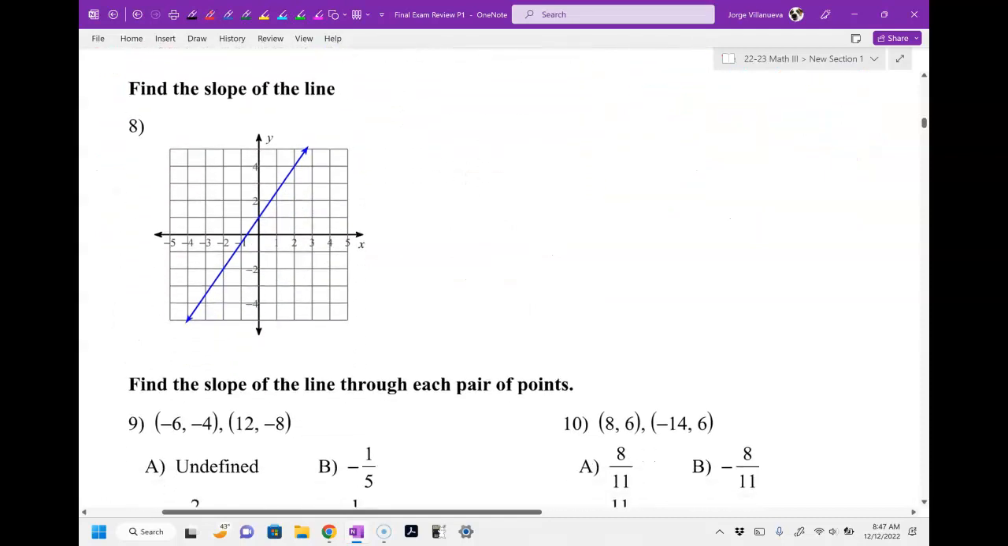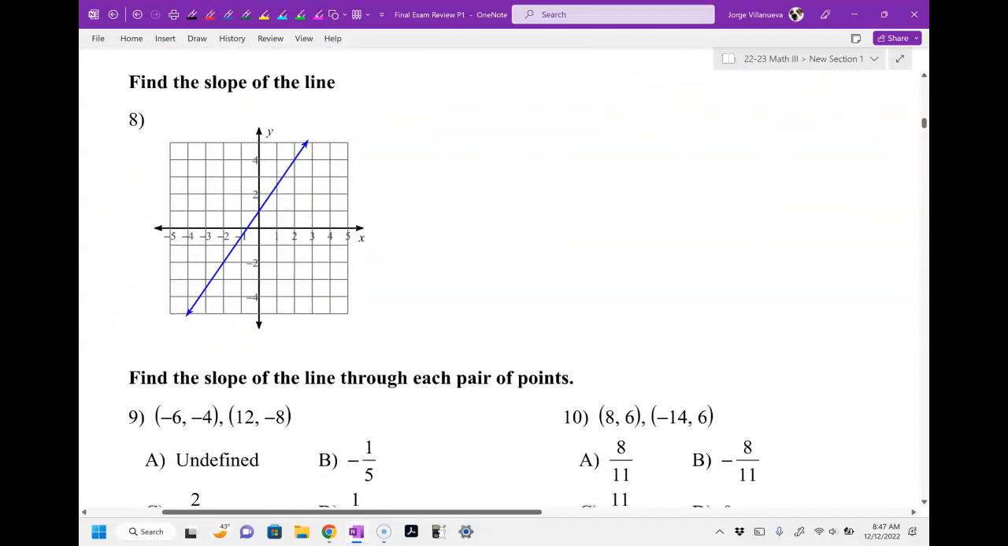All right, number 8. Find the slope. In order to find the slope, you're going to have to pick 2 points because they gave us a picture. So I'm going to try to find 2 nice points. Here's a point right here, negative 2, 2. And then here's another point that's pretty nice right here at 0, 1. Okay? And what I'm going to do is I'm just going to connect these dots. I'm going to try to draw a little triangle, right? So I'll go like this and like this.